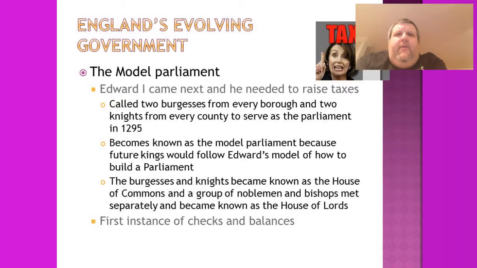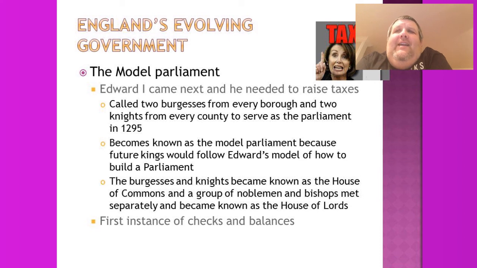And so Edward I comes along, and he needs to raise taxes, and he says, well, we have to have taxation with representation. So he figures out how to do this, and what he does is he calls 2 burgesses from every borough. A burgess is basically a representative from every borough, and 2 knights from every county. So a borough is basically a city, a county you're more familiar with, and he decides he's going to have them serve as the Parliament in 1295. So this becomes known as the model parliament because future kings would say, okay, how Edward did this is a pretty good idea, and so we're going to go ahead and do it the same way. So this is the model parliament.